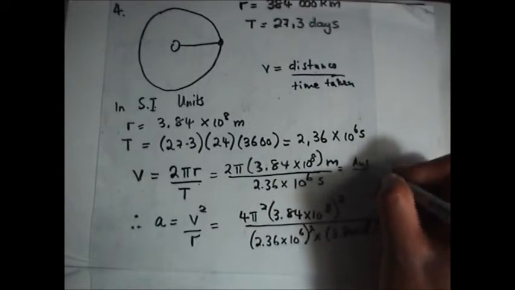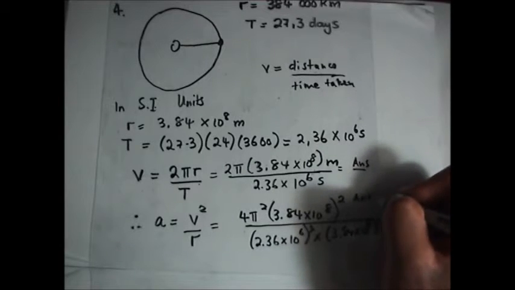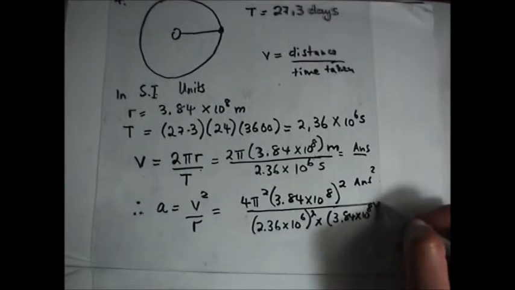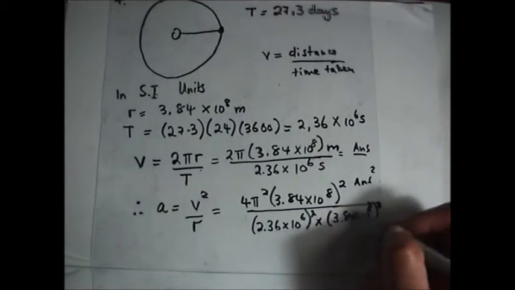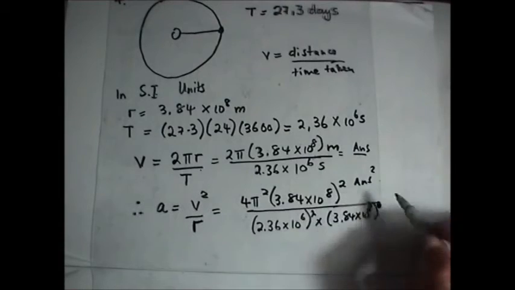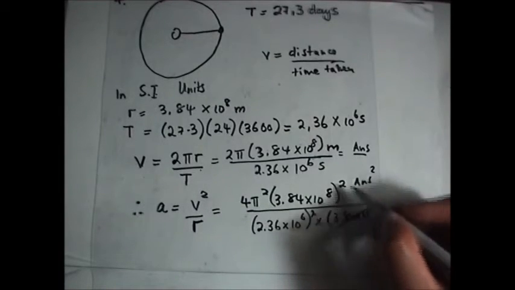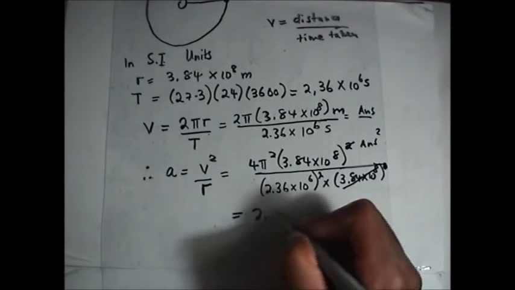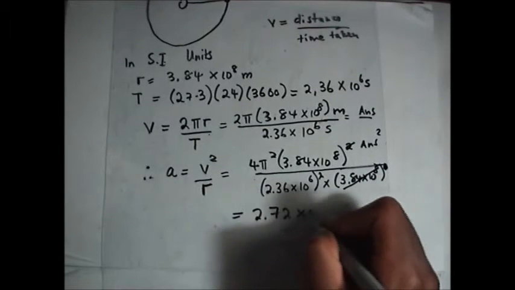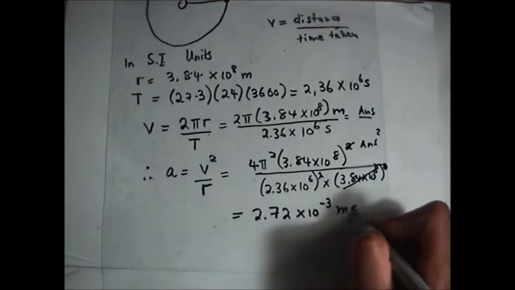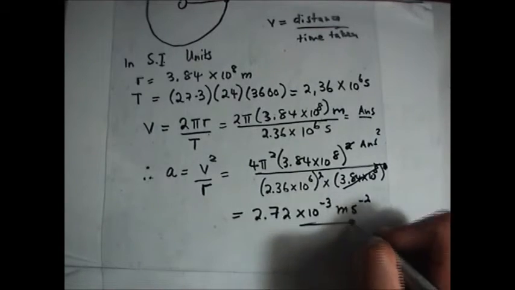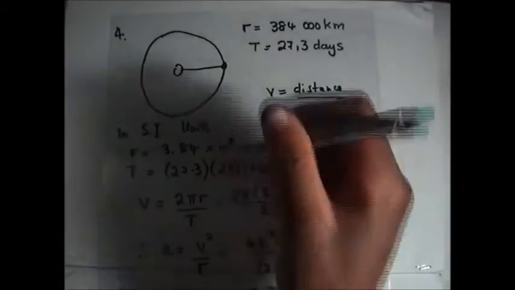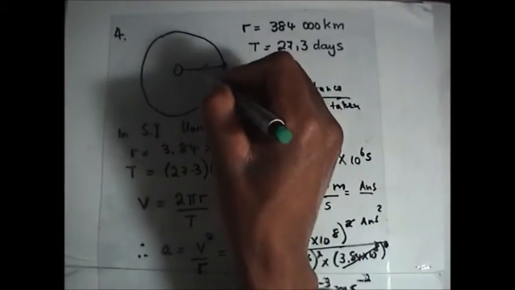You'd have put the answer here, and then the answer squared over just the radius, 3.84. Not squared, because the radius at the bottom is just one single r. This will cancel that. Then when you punch into your calculator, you're supposed to get an acceleration of 2.72 times 10 to the power of minus 3 meters per second squared. That is the centripetal acceleration of the moon towards the Earth due to the Earth's gravity.